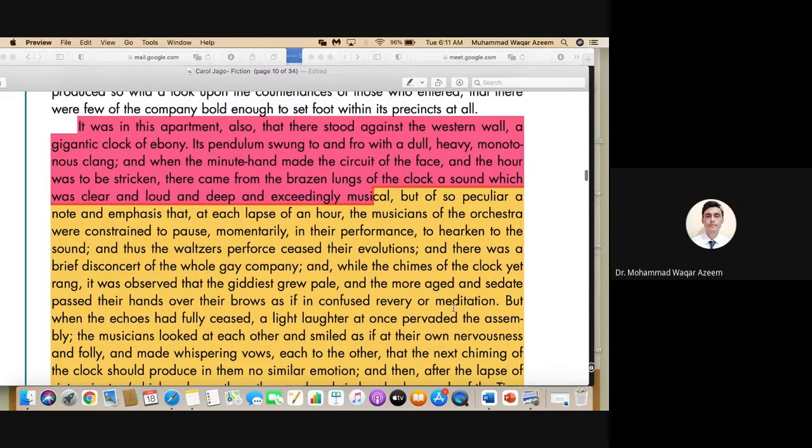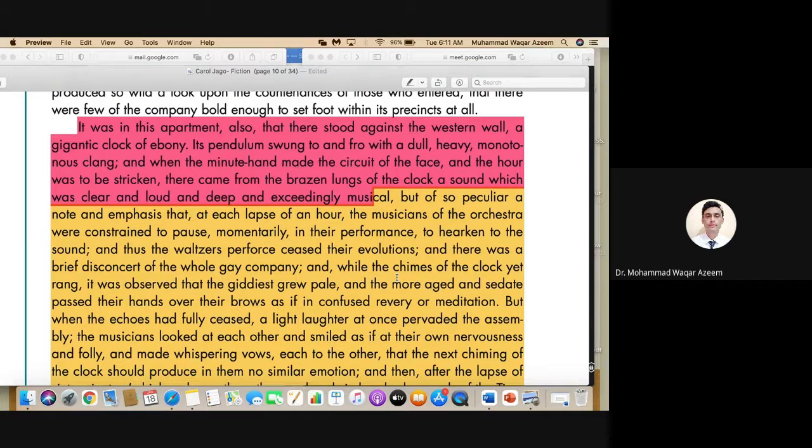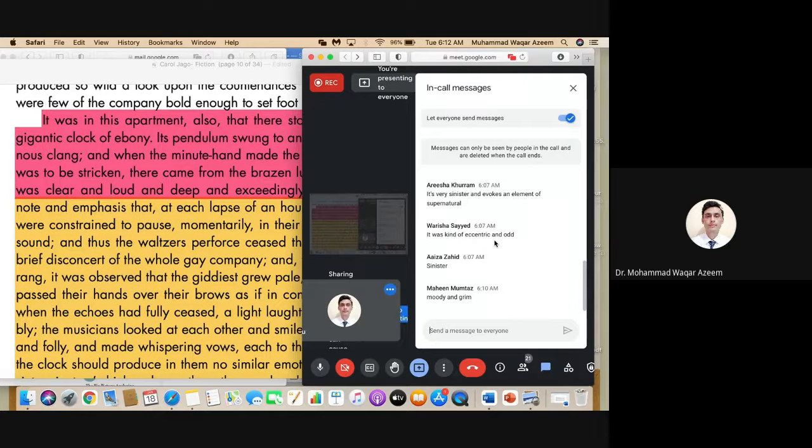And in this description, the impression that we get is that it is a kind of old times clock, which probably has been there for centuries. Look at this expression, brazen lungs of clock, right? So it's not a new clock, rather, it's really old one. Now, the sonic effect, therefore, is from a clock that really seems to be of olden times.